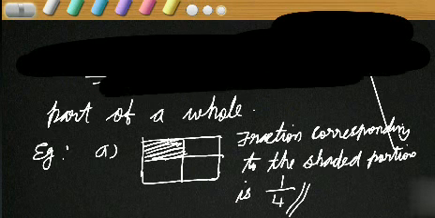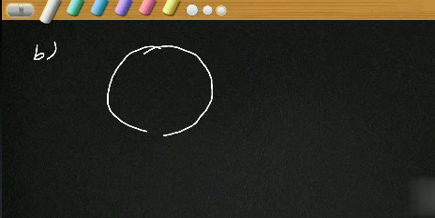Got it? Understood? Okay, now write example B. Please draw one circle neatly using a coin or any circular object, like a bangle. Unfortunately, since I am using this screen, I can't use a bangle or a compass here. You please draw neatly with a bangle or any circular object.